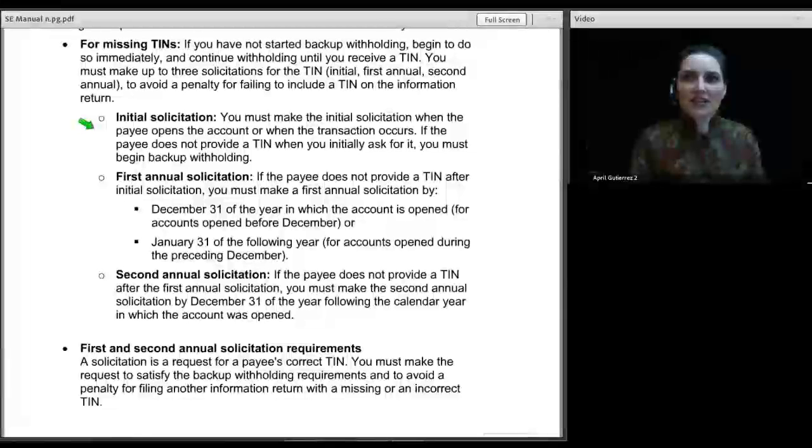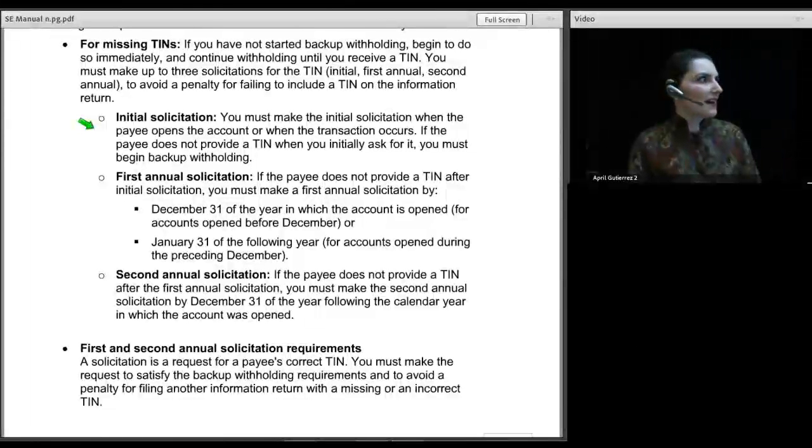And then the individual says, I don't want to do that. And you say, well, I guess I have to back up withhold 28%. So the deal is the time you engage in the business transaction is the time where you should be getting the information. But obviously, most small business owners don't think of that.